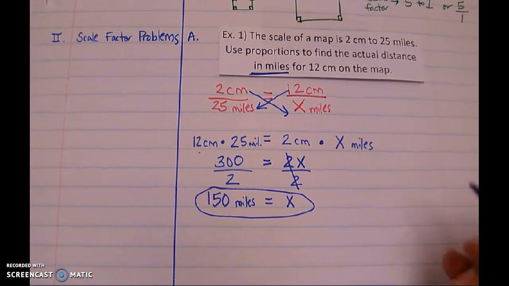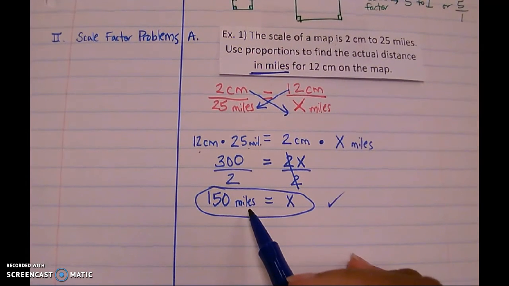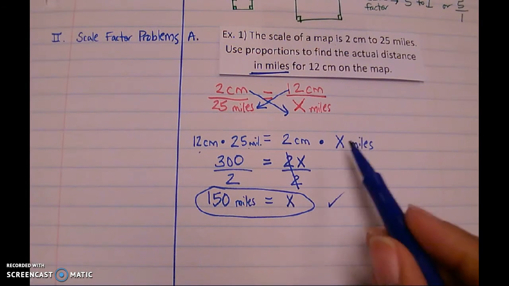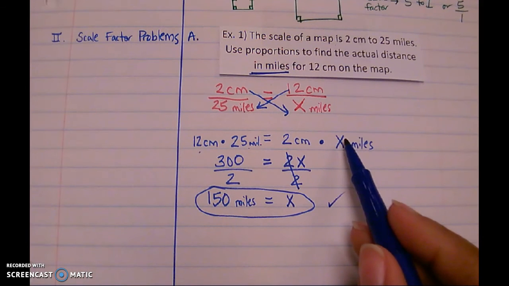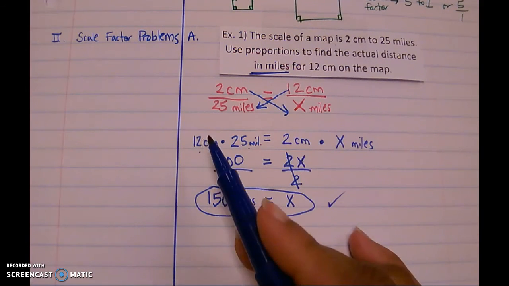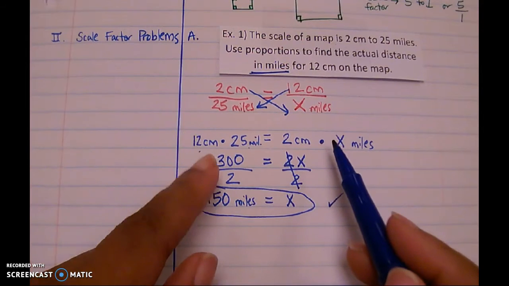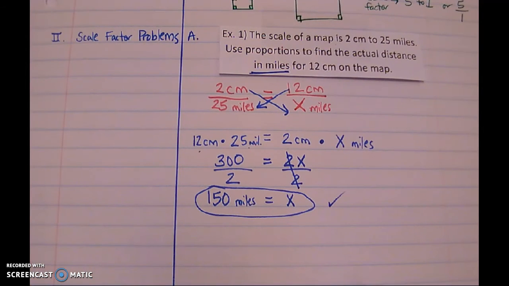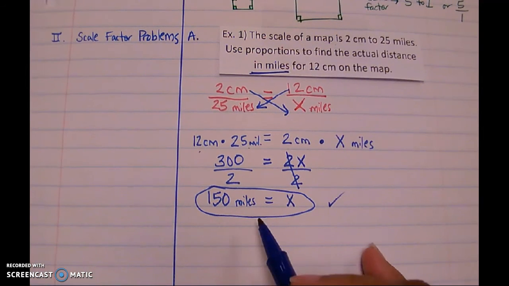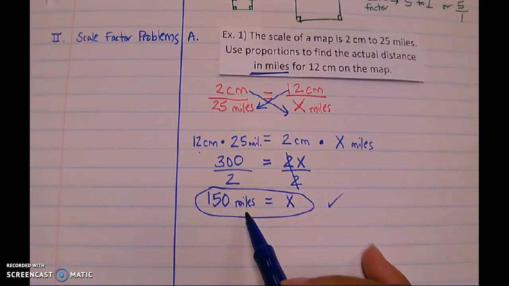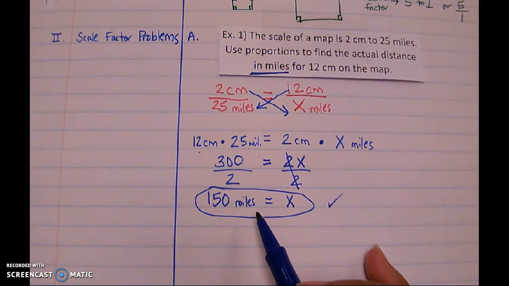That's our final answer. Okay? If we want to check our answer, we can actually plug 150 miles back into x, multiply this times 2, and multiply these two, and the number should equal up to 300. That's how we can check our work. Okay? Please remember, if you do not put your units for your final answer, it will be incorrect. So please make sure that you do that.